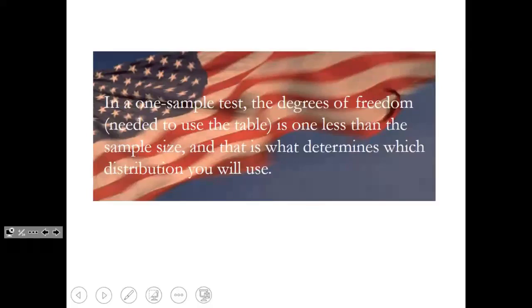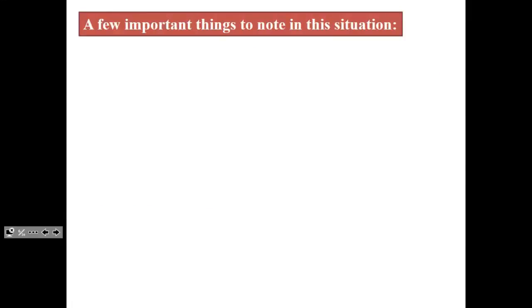So in order to do this, like I said, for a one sample test, what we have is called the degrees of freedom. You need to know the degrees of freedom to use the table. It is one less than the sample size, and that's what determines which of these tables we're going to use, which of these values we'll end up using. But a few things you have to note about t-tables in our situation here.